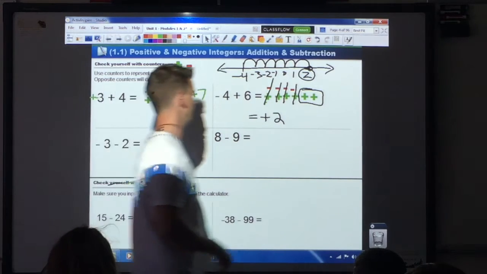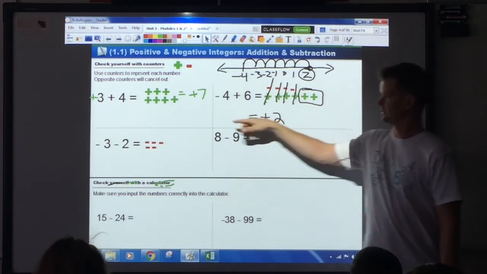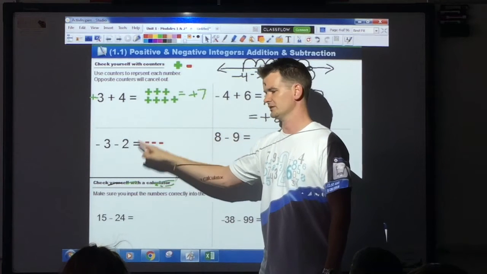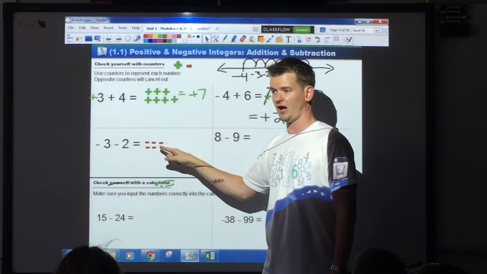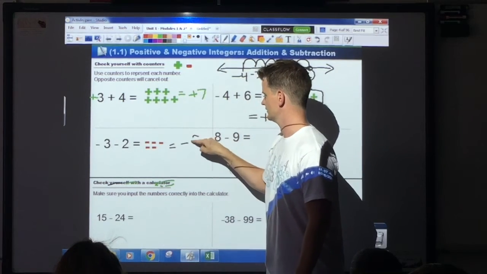Now, the only time something cancels, Malik, is when you have a positive and a negative. Those cancel. See here, I have all these positives. Did anything cancel? See here, I have all these negatives. Does anything cancel? No, you just count them up. Okay, I got 1, 2, 3, 4, 5 negatives. So very easy. My answer is going to be negative 5.